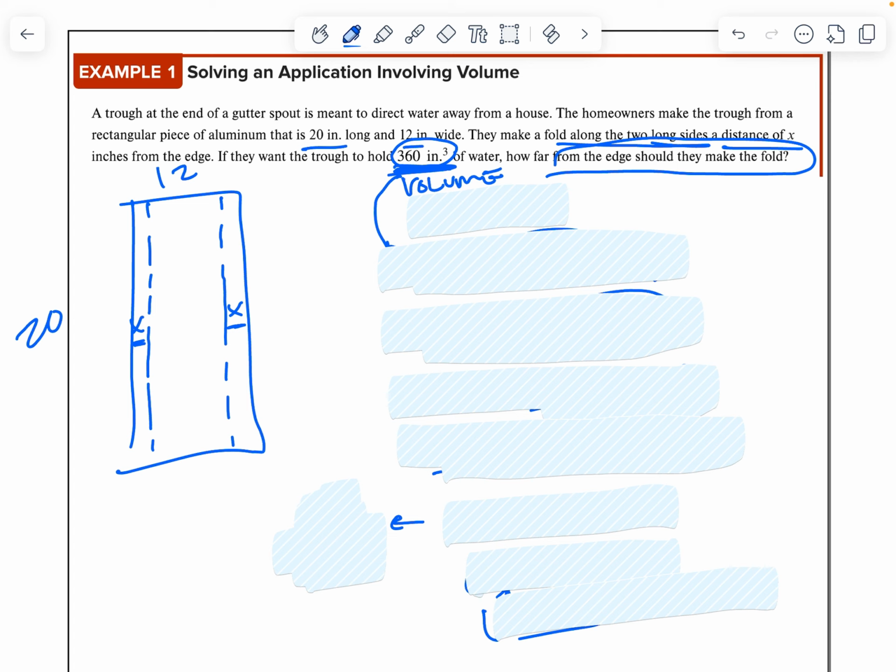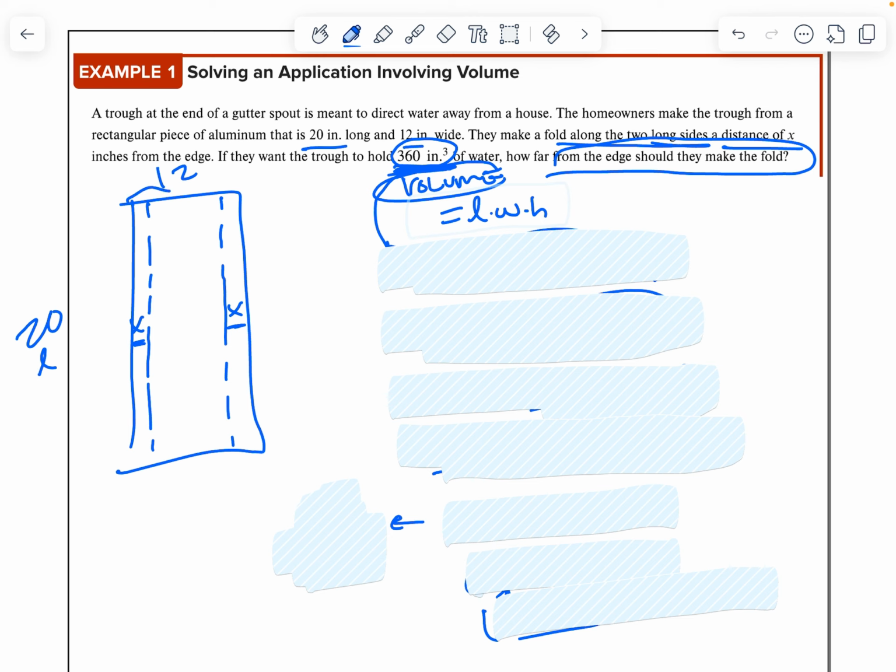If they want the trough to hold 360 inches cubed of water, that's a volume. If you see a length measurement cubed, that makes a volume. So they're making a cube out of this thing that's going to hold water. How far from the edge must they make the fold? So we want to know what x is here. If we want the volume, then we need length times width times height. Here, it's easy to say that 20 is the length, but what's the width and what's the height?